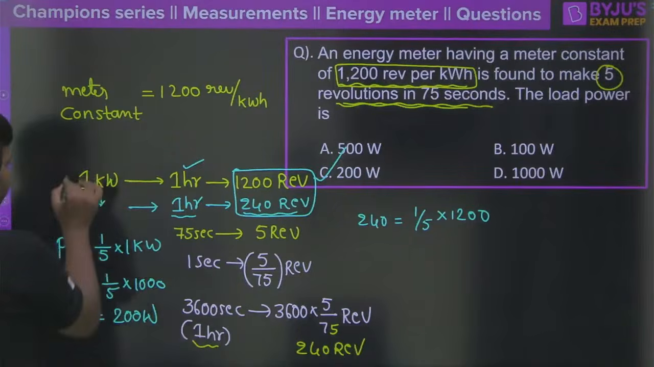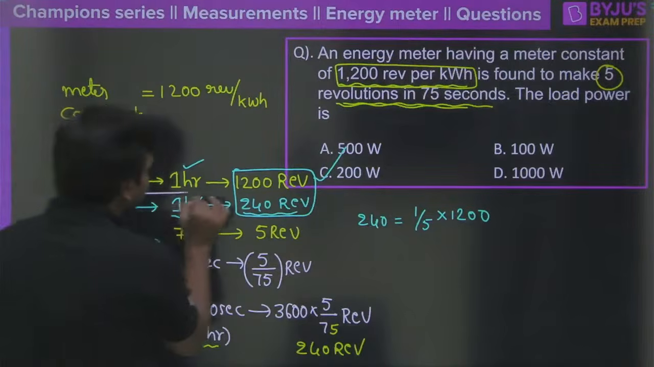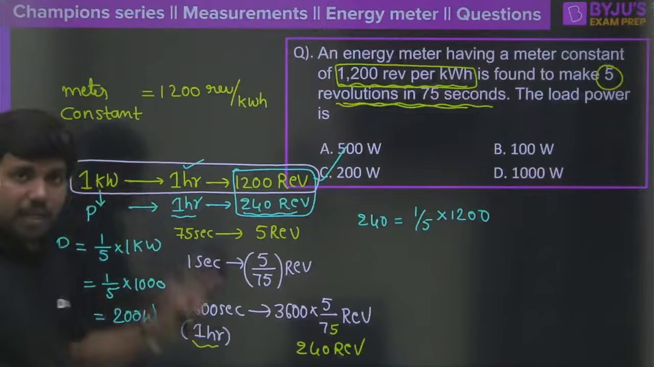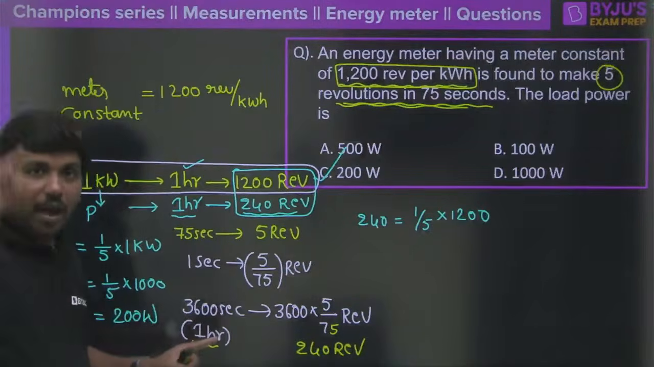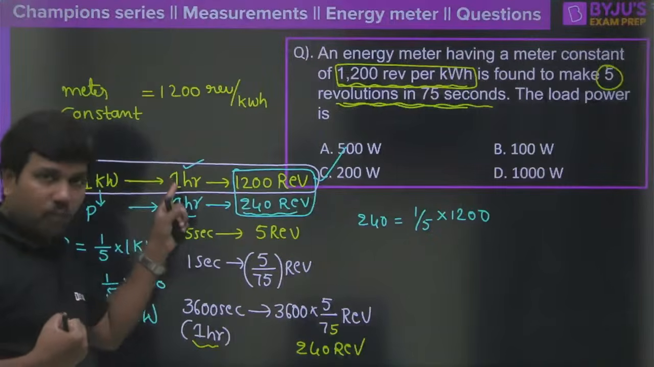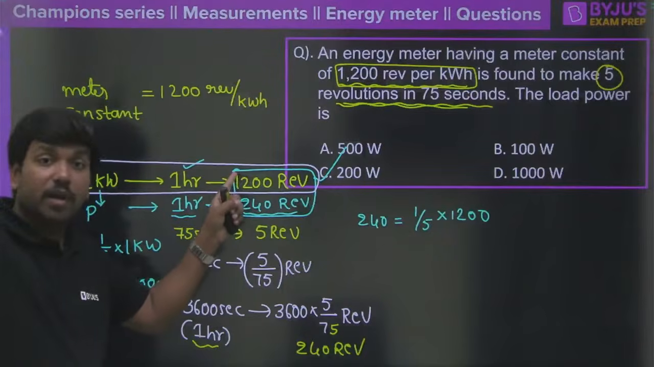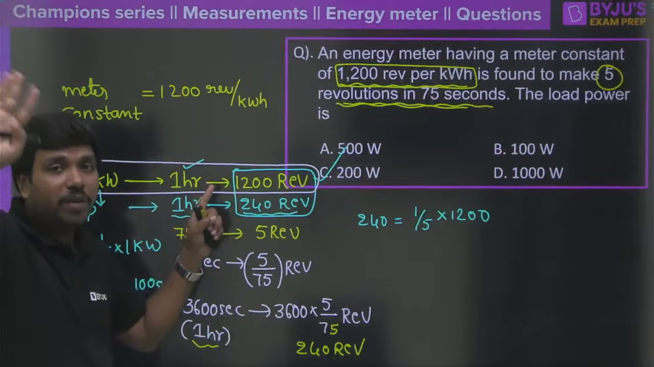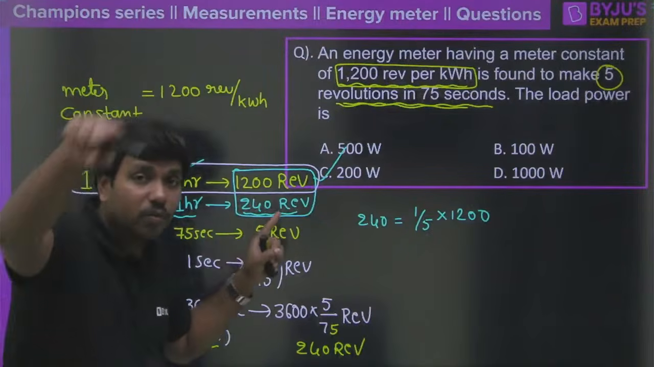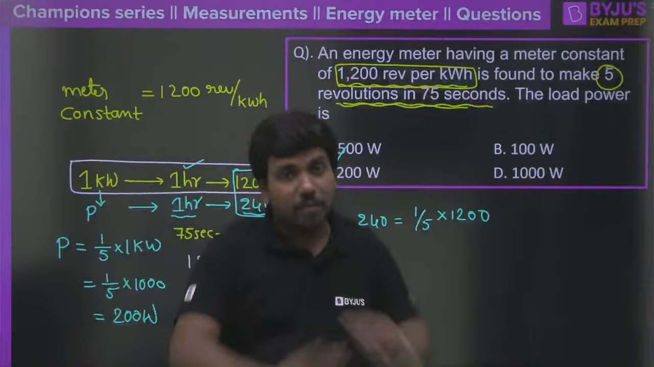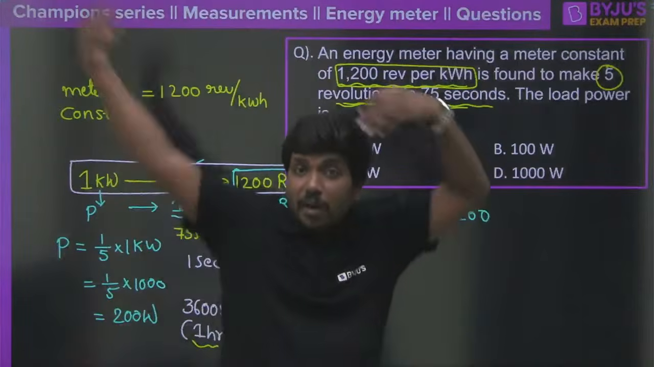So this is the capacity of the meter. That means if the meter at calibration consumed 1 kilowatt power for 1 hour time, it can make 1200 revolutions. It doesn't mean that it will make 1200 revolutions when you connect this energy meter in your home. It can make that much.